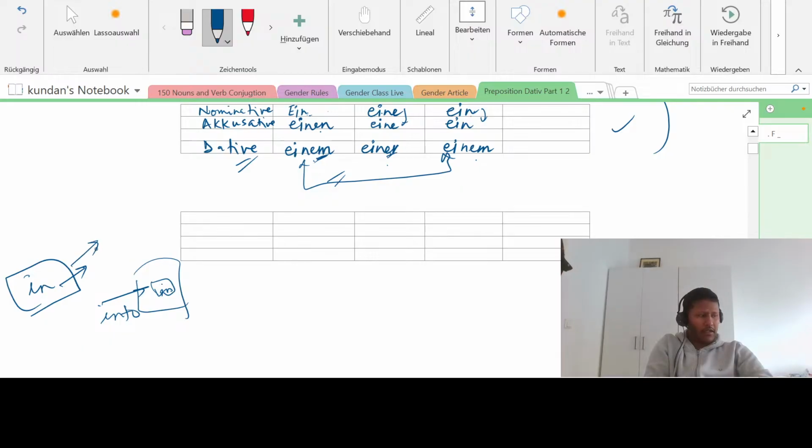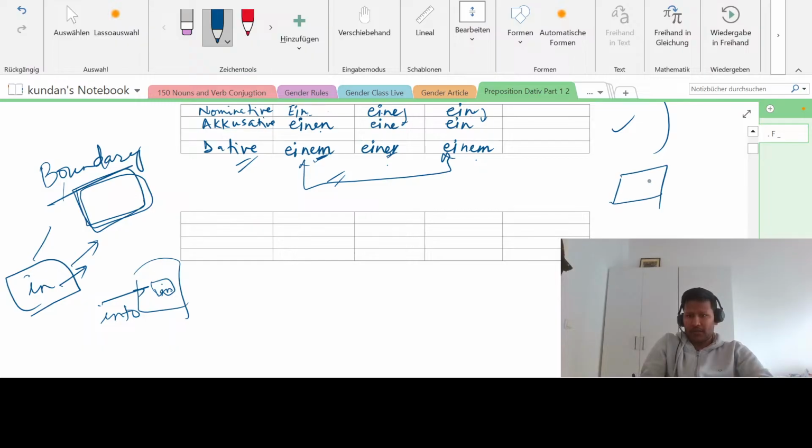This in is used when you are talking about a boundary, a closed boundary. Remember this, it is very, very important: a closed boundary, closed from all sides, like a cubicle structure, for example. You are inside this, it is closed. In these cases, you will see that we are using this preposition.